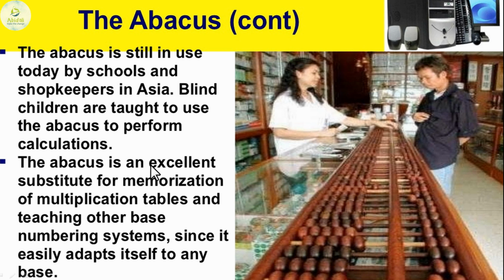The abacus is an excellent substitute for memorizing the multiplication tables also. Memorizing, or mathematical Vedic maths, all those things can be taught by the abacus itself. So you can memorize this, and based on this memorization, teaching other number systems is also possible. Hence it is easily adopted by any base system. What do you mean by base system? Base 10 values, that is decimal values. Other types of values can also be accommodated by the abacus and its uses.